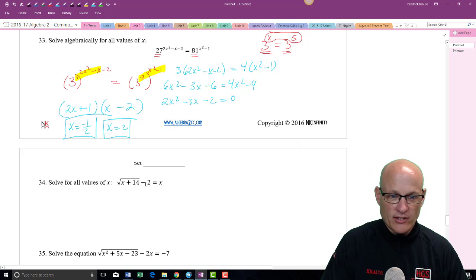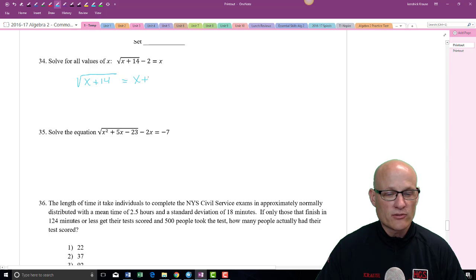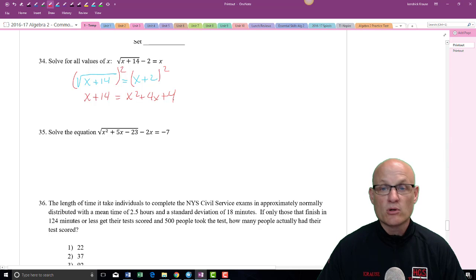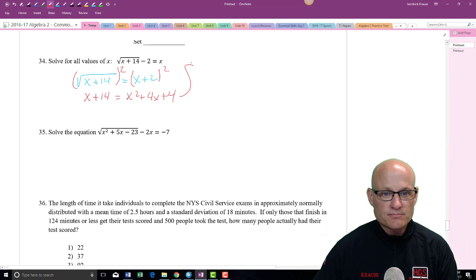Radicals I'm definitely checking because I know those often have problems. So first things first, get the weird thing alone. The square root of x plus 14 equals x plus 2. Square both sides. And I get x plus 14 equals x squared plus 4x plus 4. All right, we're going to solve it. So we're going to bring everything to the left side. And I get 0 is equal to x squared plus 3x minus 10.